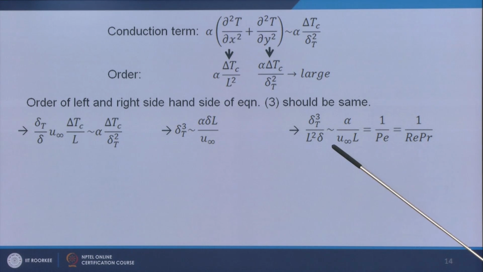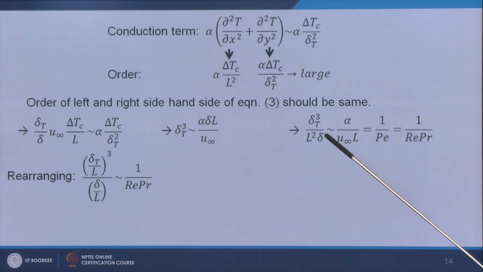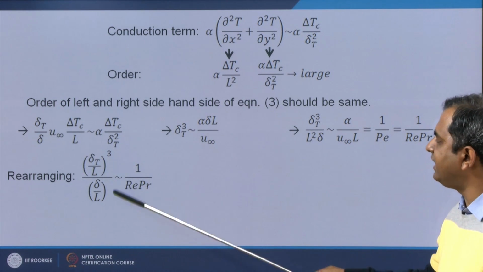Now you see, already we know the ratio between δ by L. If you just rearrange this one a little bit, this can be δ_T by L whole cube and here δ by L.